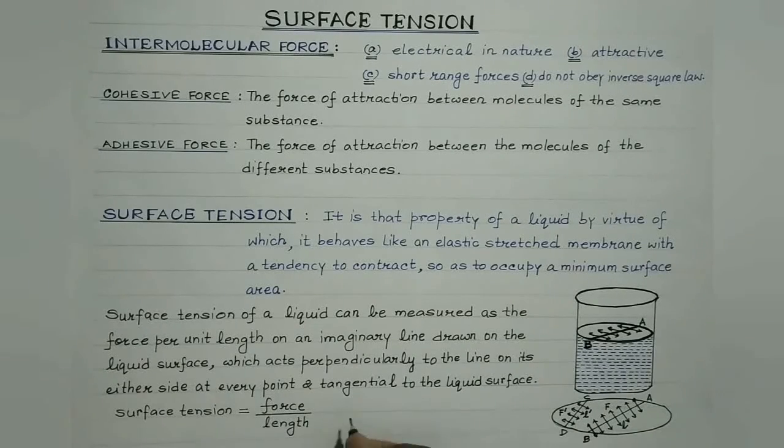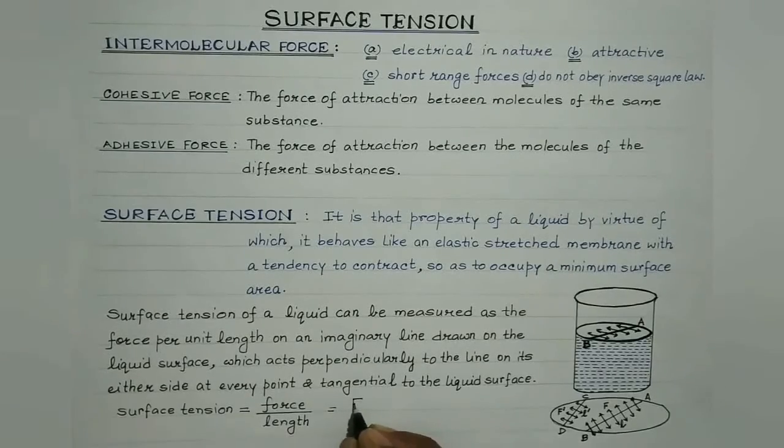And here one should note that there can be any imagined line. If we consider line AB, then more number of molecules will interact with each other. So accordingly, with the increase in the length, the magnitude of the intermolecular force will also increase, but the ratio will remain constant.